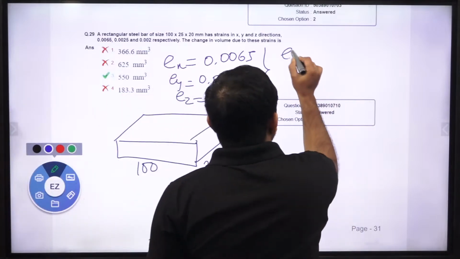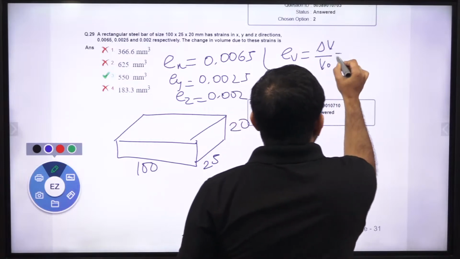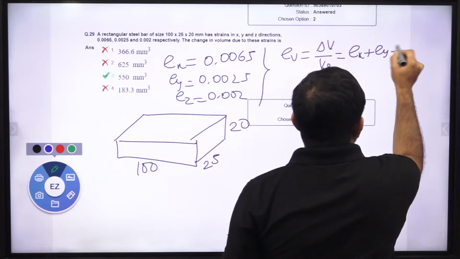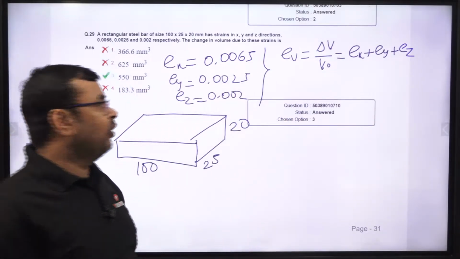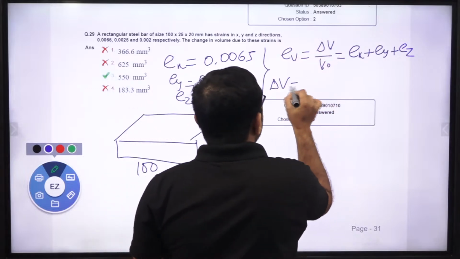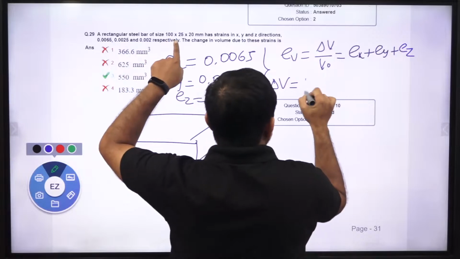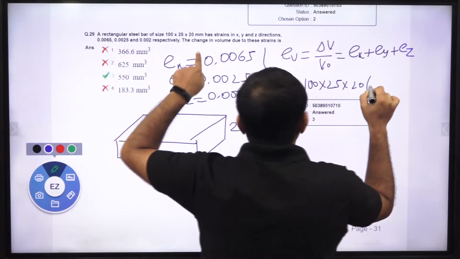so can I say the volumetric strain is delta V by V naught. And what about this? This is the algebraic sum of strain induced along x, y, and z direction. Sum the strain of all three directions. This is called volumetric strain, and this is delta V by V. So simply here we need to calculate delta V. And what about V naught? V naught is 100 into 25 into 20.